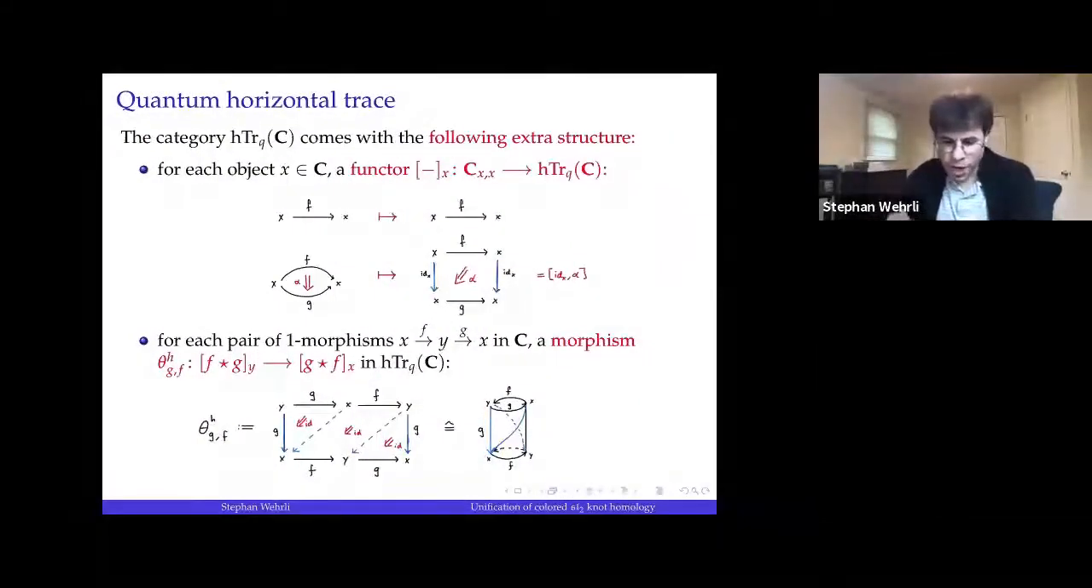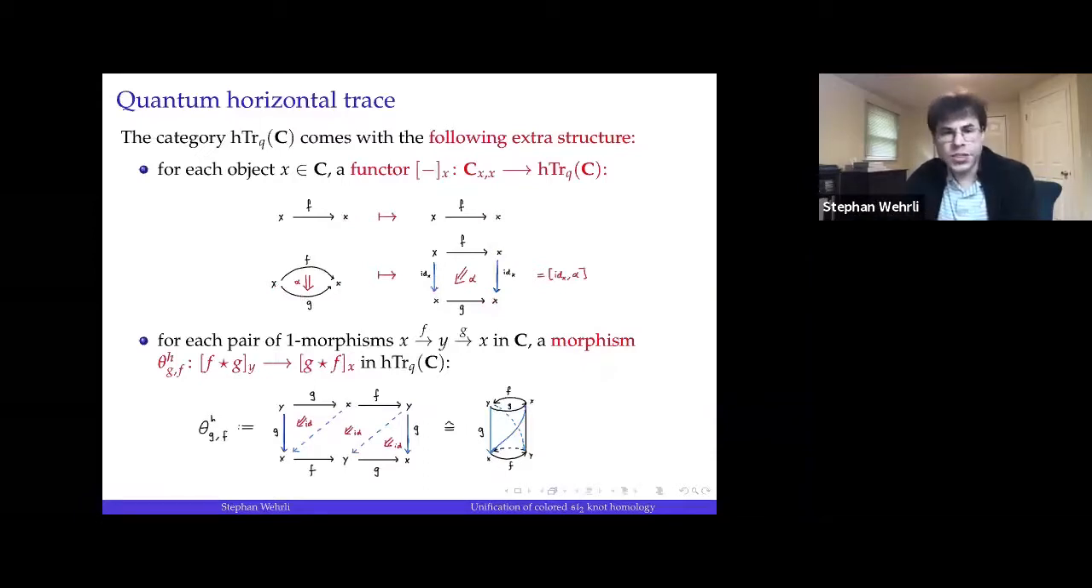For every object in the bicategory, you can look at the endomorphism category of the object, and there is an obvious functor which goes from endomorphisms to the horizontal trace. This functor just sends an endomorphism to itself, but viewed as an object in the horizontal trace. And then if you have a two morphism between two endomorphisms, you just send it to a square which has identity seams. So that's one piece of structure.